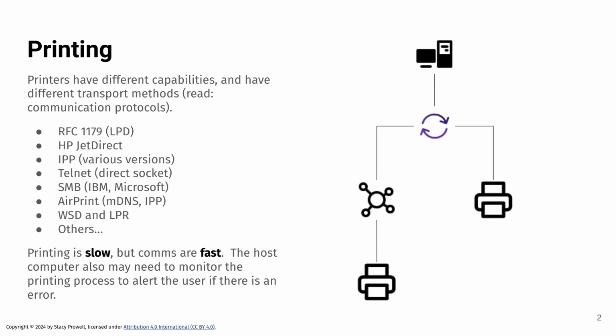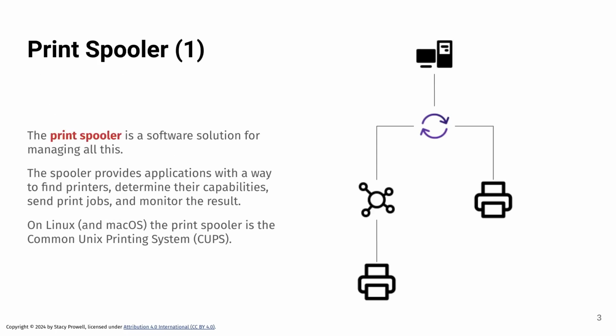So the host computer needs to monitor the printing process. It needs to alert the user if there's an error. The printer is going to communicate that in different ways. It's all a big complicated mess. Simple solution, just never print. But unfortunately, that won't work.